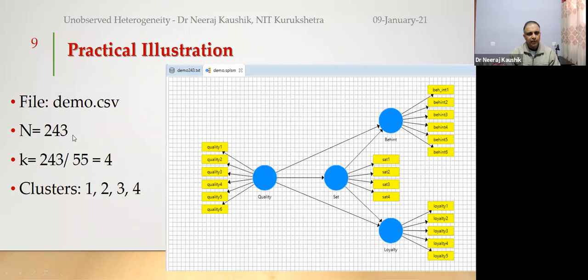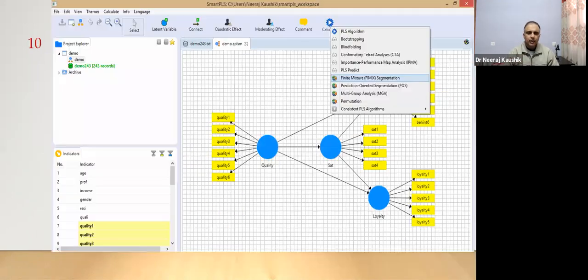My total data was 243. If somebody has data of 100, then only 2 clusters can be proposed. If data is 500, then up to 10 clusters can be proposed. Because a cluster should not be less than 55. Up to this, it's meaningful.